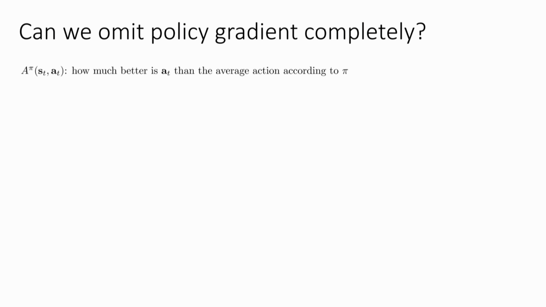So the hint about how we can do this is in the definition of the advantage function. The advantage function, as you recall, is a quantification of how much better the action, a_t, is than the average action according to current policy pi. So if you have a good estimator for the advantage function, you can basically answer the question for a given action, how much better than average is that action? So now we can start to think, how can we use something like an advantage function to allow us to get rid of the policy gradient altogether?